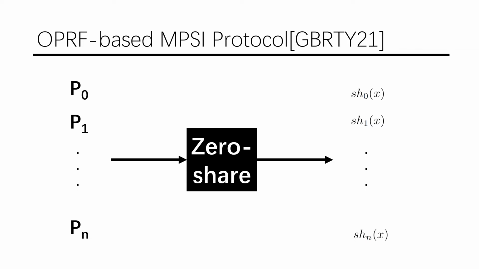Let's look at how the state-of-the-art MPSI protocol was built. The protocol is in the star topology communication model. P0, P1 until Pn are the n+1 parties who will compute the intersection of input sets x0, x1 until xn, where P0 obtains the output. For any x, each party Pi can compute a zero-share SHI(x) such that the sum of the shares equals 0.